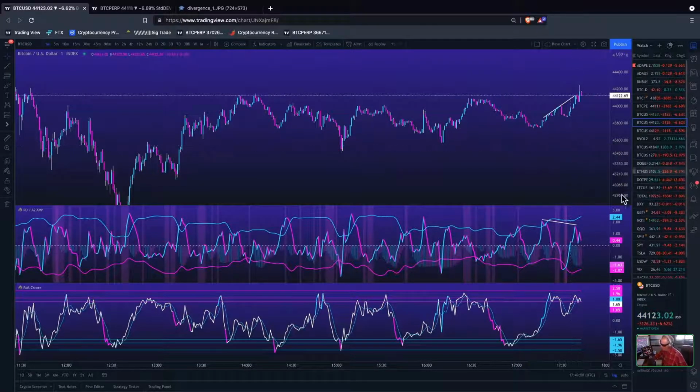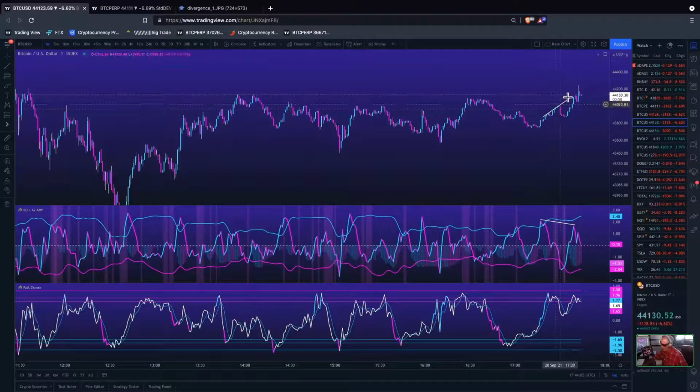And so you can see right here. So what did that move just do? It's just building more bear div. Lower highs on the oscillator, higher highs on price action. There was not any higher highs yet on the oscillator.